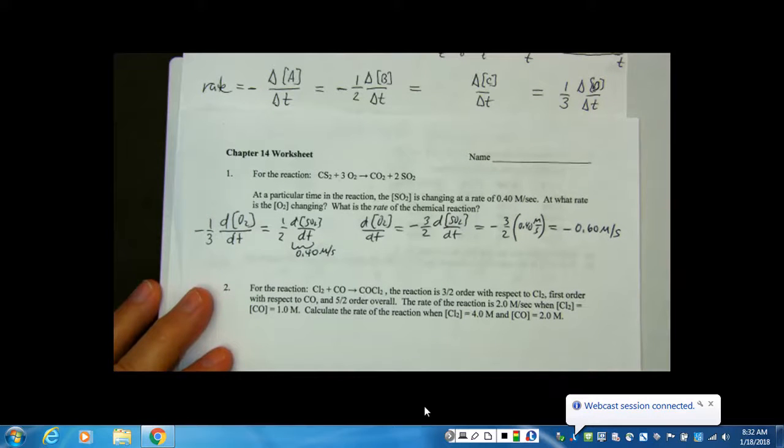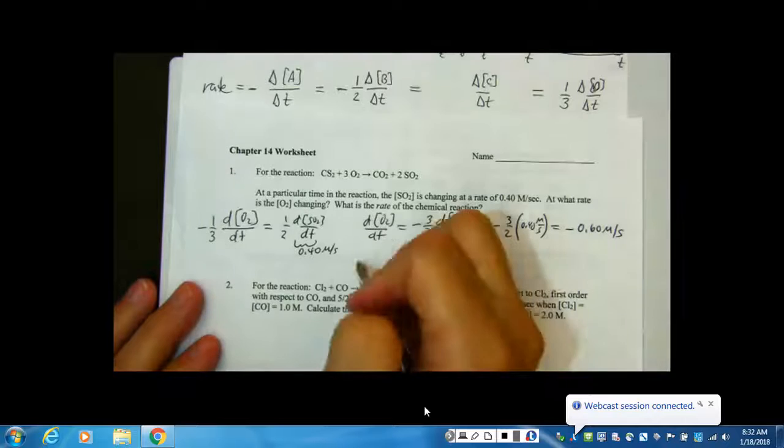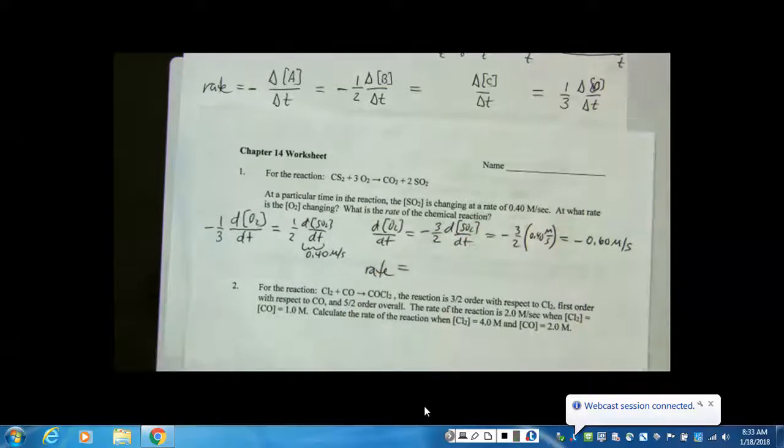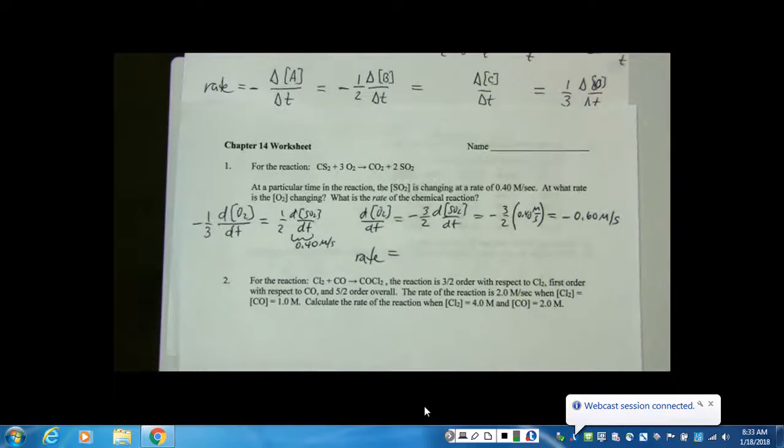Questions about that? What is the rate of the chemical reaction at this particular time? Is it 0.4 moles per liter per second? Is it minus 0.6 moles per liter per second? Or is it something different?